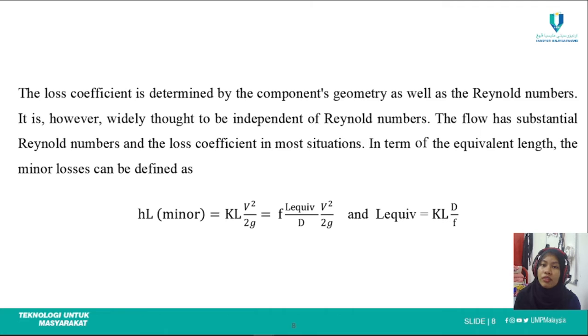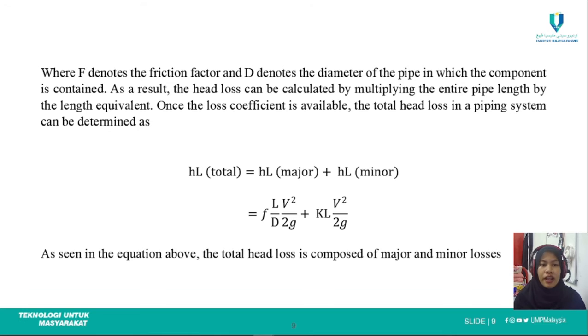In terms of equivalent length, the minor losses can be defined as this equation, where F denotes the friction factor and D denotes the diameter of the pipe in which the component is contained. As a result, the head loss can be calculated by multiplying the entire pipe length by the length equivalent. Once the loss coefficient is available, the total head loss in a piping system can be determined by this equation. As you can see in this equation, the total head loss is composed of major and minor losses.